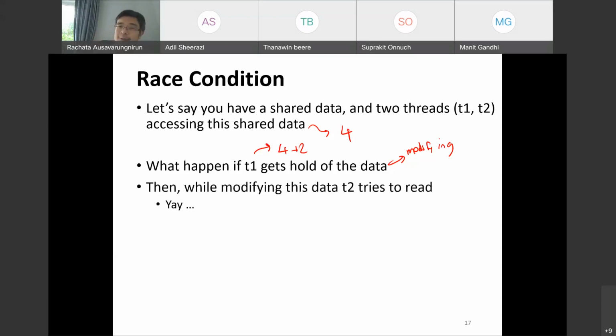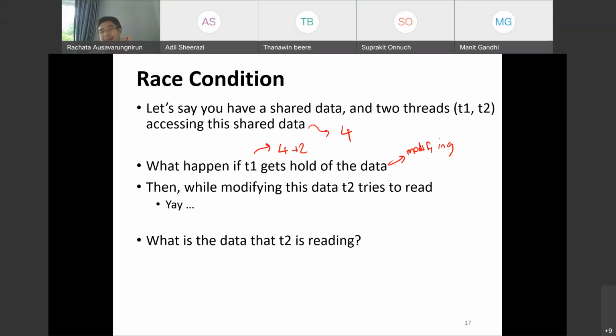T2 comes in and tries to read from it. What would be the value that T2 is reading? While T1 is computing 4 plus 2, what data will T2 read? If I assume T1 hasn't finished, it's going to read 4, right? In theory, what are you supposed to read if T1 happens before T2? If the compute of T1 happens before T2, are you supposed to read 4 or 6? You're supposed to get 6, right?